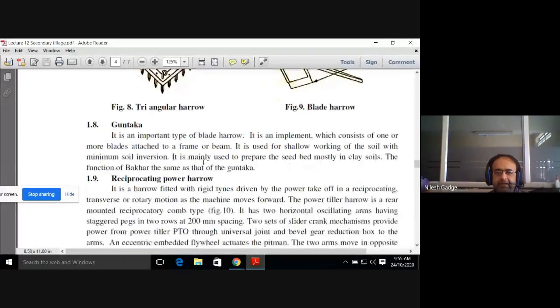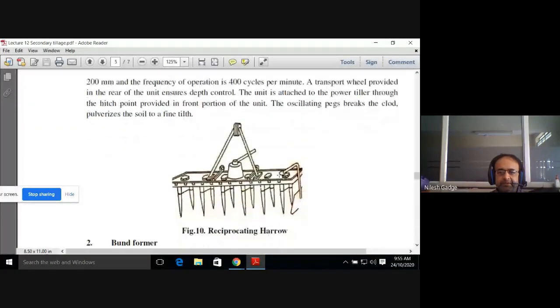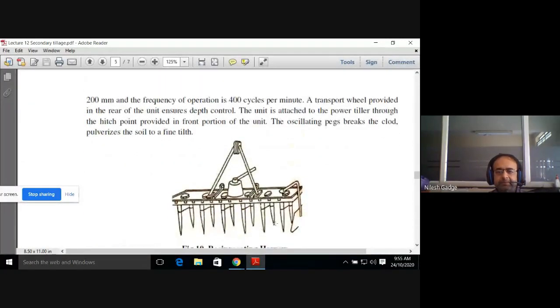Then guntaka is also there. It is an important type of blade harrow. Guntaka is a type of blade harrow, you should know that. Guntaka is nothing different. And why are there different types of blade harrow? It is according to the requirement and the type of the soil. There are different types of harrows. Then the reciprocating power harrow is there. This is the figure of the reciprocating power harrow.